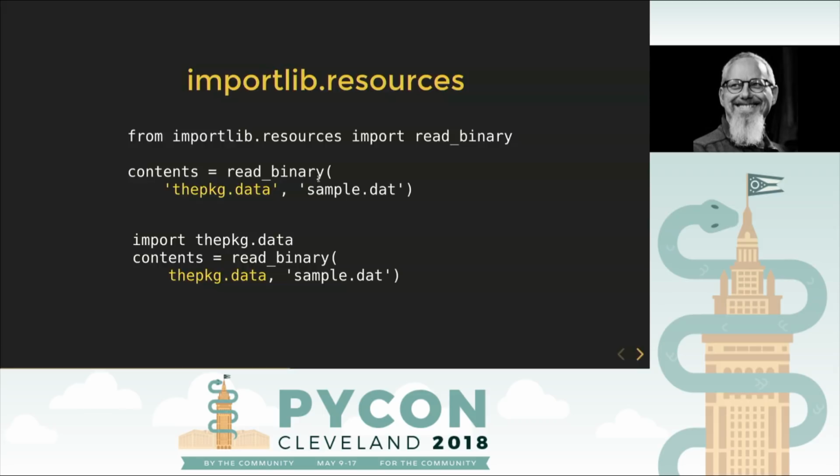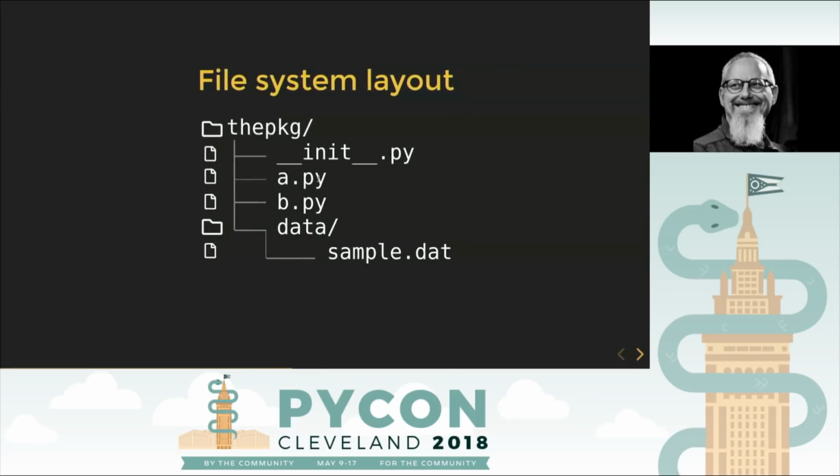Now, if you've been paying attention, you'll notice there's an important difference here. In the original example, the data directory is not a Python package because it doesn't have a dunder init.py file in it. And that's one explicit difference between package resources and importlib.resources. We require that the resources live inside a Python package. So it's a pretty easy fix. You just stick an empty dunder init.py file in there, and it should all work.